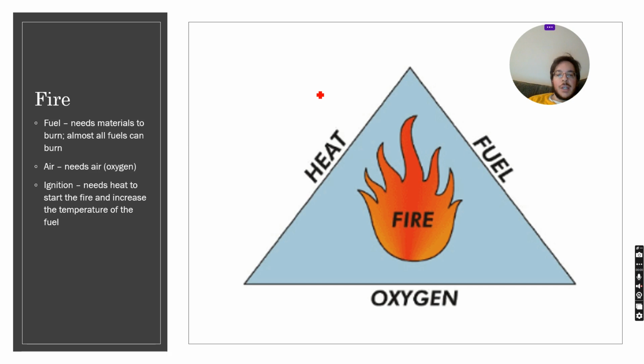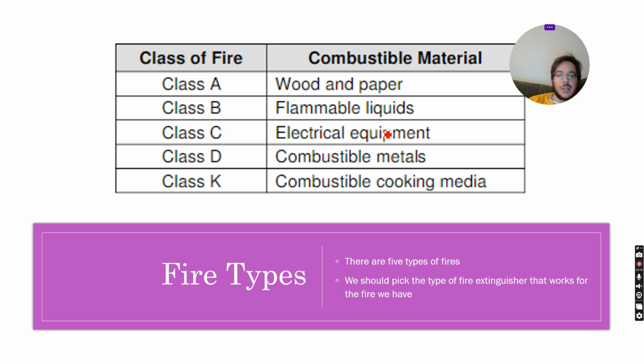We're going to continue with my triangle. So a fire needs fuel, heat, and oxygen in order to burn. Heat can come from a match or it can come from friction or whatever. But this triangle gives us fire.